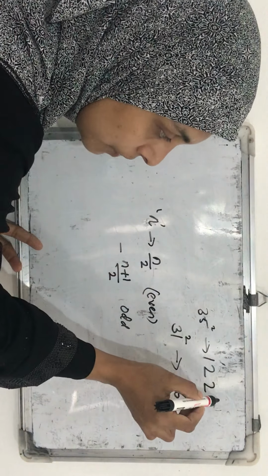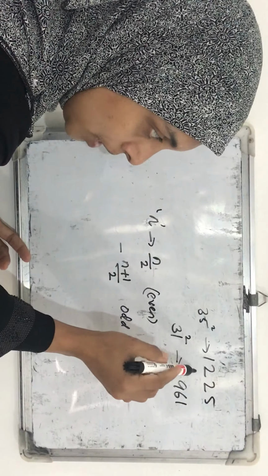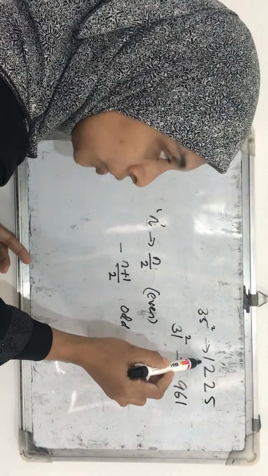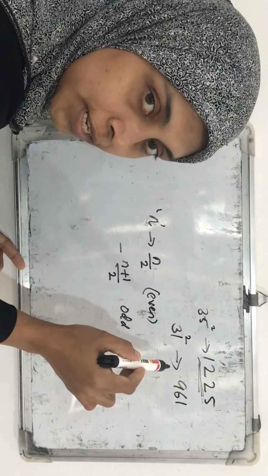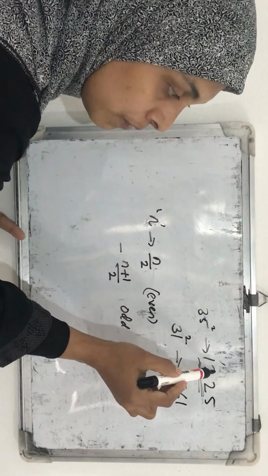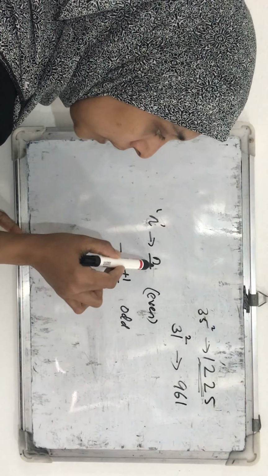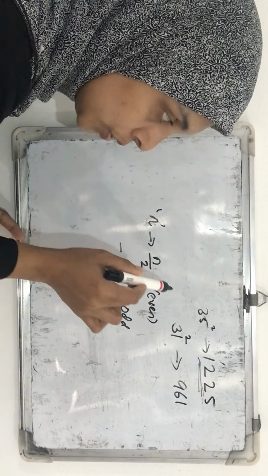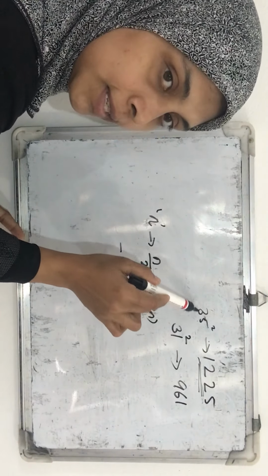In this case, 4 digits are there. The square has 4 digits. Then in the square root, how many digits will be there? 4 is an even number, so we can take n by 2. That is 4 by 2. So there will be 2 digits. So it is correct, 2 digits are there.